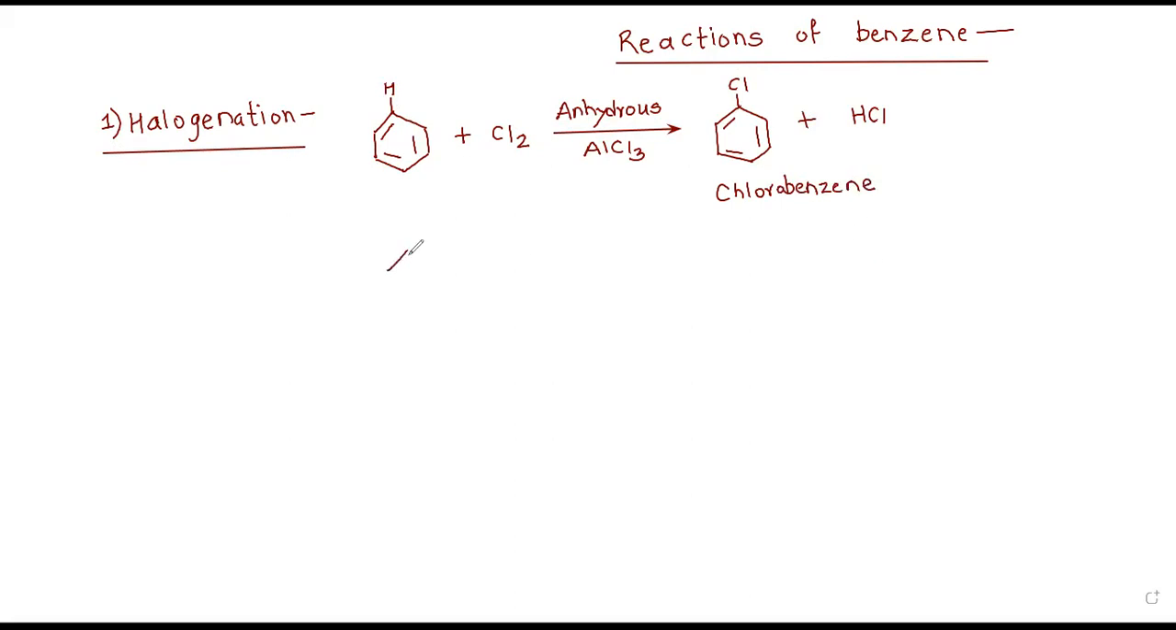Exactly the same way, if I do a reaction with, suppose, bromine, we can replace 1 hydrogen atom. The catalyst used here is ferric bromide, FeBr3, and the product is bromine connected to benzene. I hope you can name it easily. This is called bromobenzene.